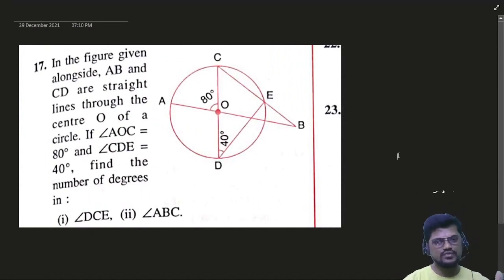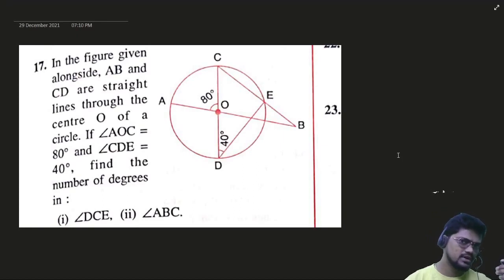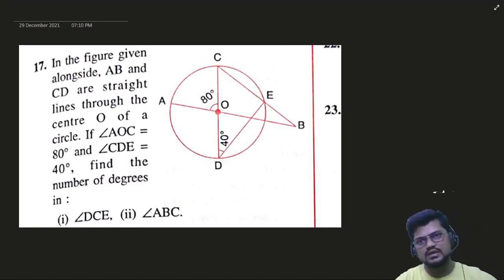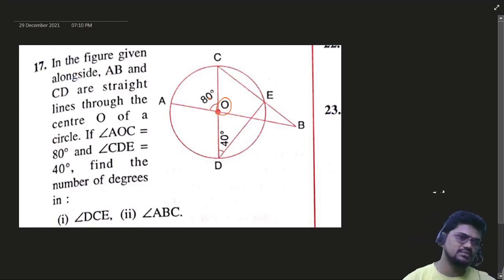Please try solving this. You have to find angle DCE and angle ABC. Whenever they give you a point O, you can consider that it is the center of the circle. But if they give it as P, do not consider that as a center. Only if the letter is O is it the center of the circle. Otherwise they have to mention that the point P is a center.